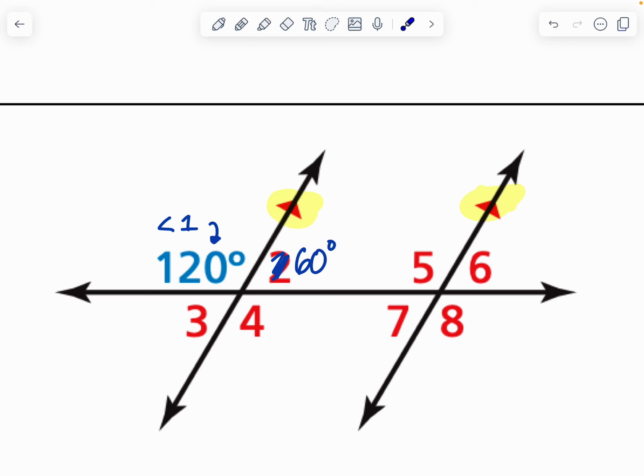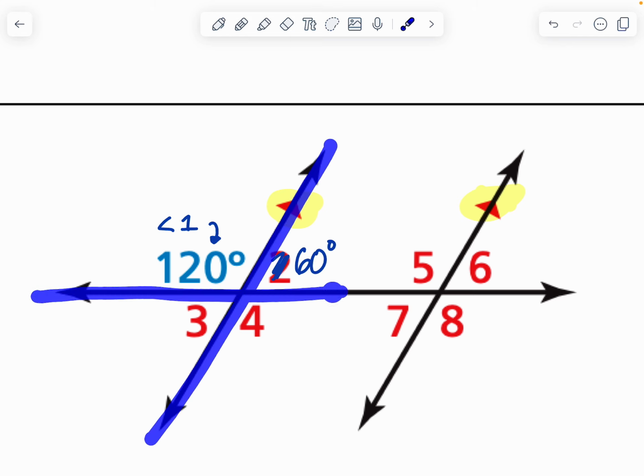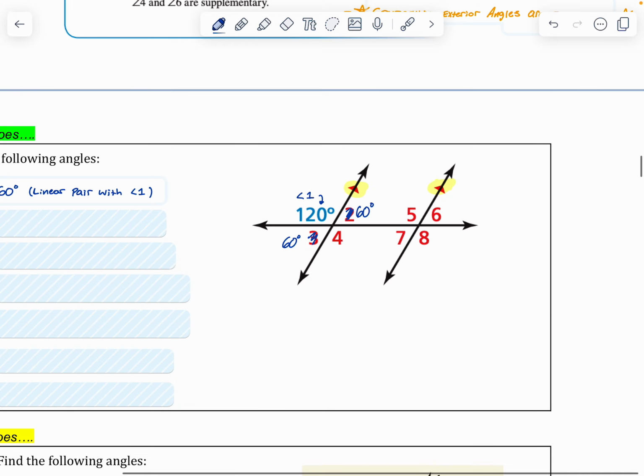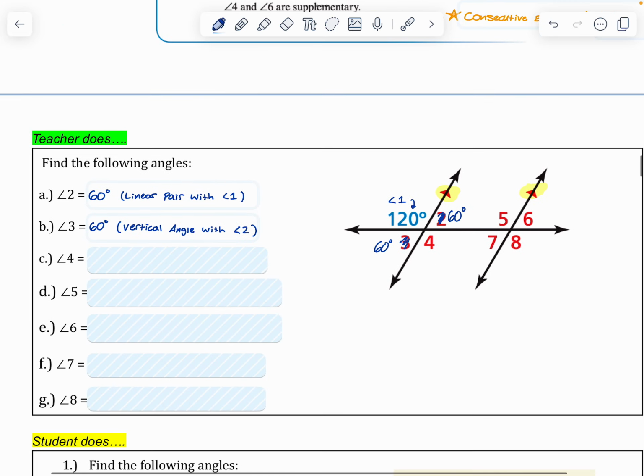But I also have two angles that are formed by these intersecting lines. What do we call these angles right here, angles 2 and 3? We call them vertical angles. Vertical angles are congruent to each other. So if angle 2 is 60, angle 3 has to be 60 as well. Angle 3 is 60 degrees because it is a vertical angle with angle 2. You also could have said linear pair with angle 1.